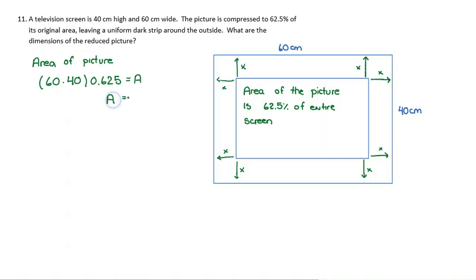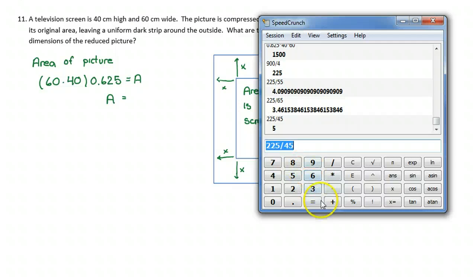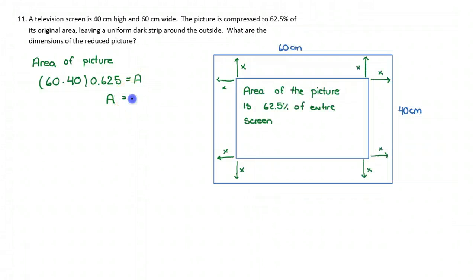So what is the actual area of the picture? Well, the area of the TV screen is going to be 60 times 40, and we know that the area of the picture is 62.5%, so we can multiply that by 0.625 to find the area. So area, and we'll just pop up my calculator here, clear that up. 40 times 60 times 0.625, and we get 1500. Okay, so we know the actual area is 1500. Now, since we're solving for x here, we want to find the area in terms of x.